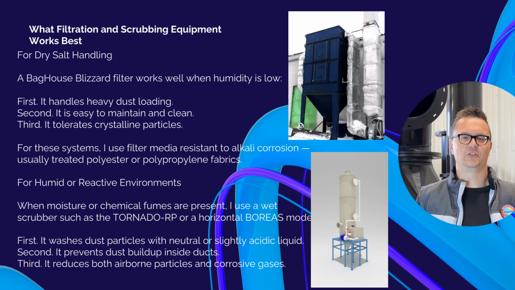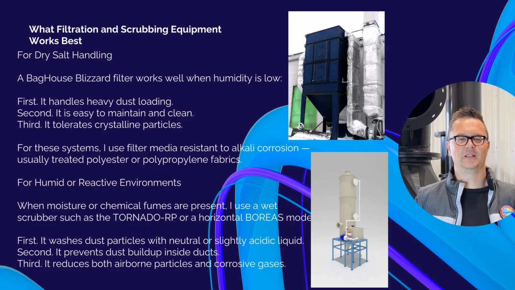What filtration and scrubbing equipment works best? The choice of equipment depends on the exact salt and process conditions. For dry salt handling, a baghouse filter works well when humidity is low. First, it handles heavy dust loading. Second, it is easy to maintain and clean. Third, it tolerates crystalline particles. For these systems, I use filter media resistant to alkali corrosion, usually treated polyester or polypropylene fabrics.